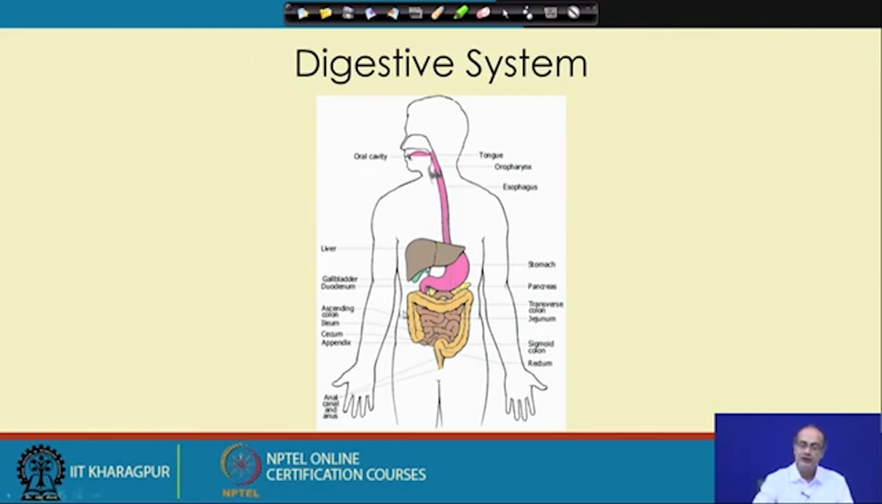Then as it comes out of the stomach, it gets into the intestine, where the rest of the digestion happens. For that, we get secretions from the gallbladder and the liver, which change the medium to basic, because those enzymes cannot work in an acidic environment.